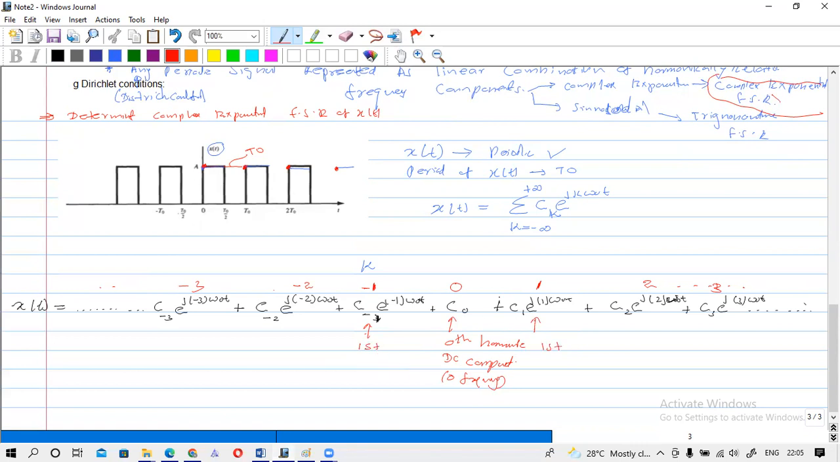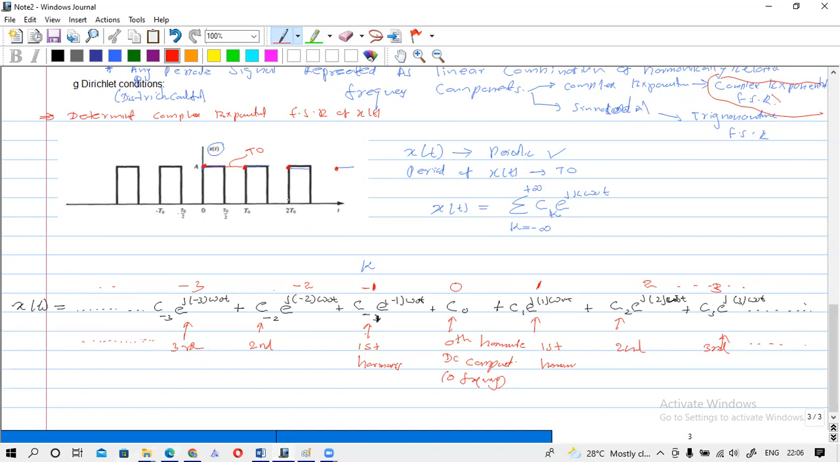There are two first harmonics. Harmonic components: first harmonic component. These two are our second harmonic component. These are our third harmonic component, and also we have fourth harmonic, fifth harmonic, sixth harmonic, up to infinity. Also we have the negative side: third, fourth, fifth, sixth, and so on up to minus infinity.